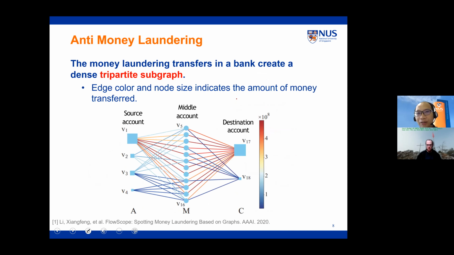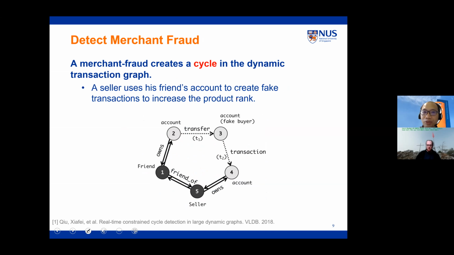The other one is money laundering. Much work has shown that there are some patterns. For example, here is a tripartite subgraph matching. You can use this to identify money laundering. And also merchant fraud can be formed as a cycle. This can be found in many online businesses like Taobao, Tmall, and also Amazon.